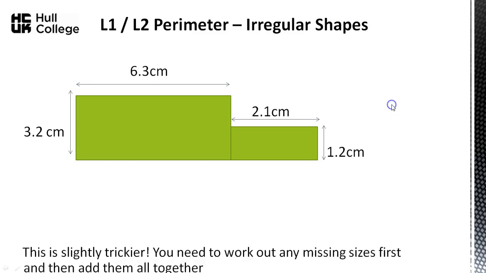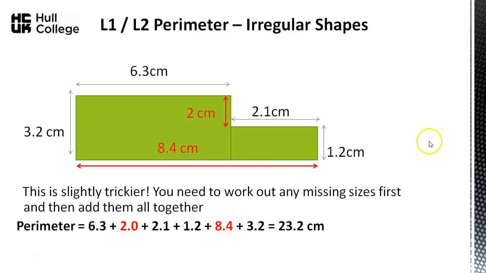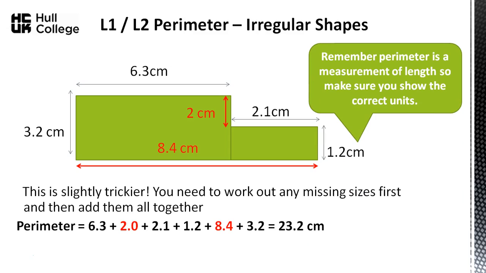Irregular shapes. This is slightly trickier. You need to work out any missing sizes first and then add them all together. So the perimeter will be 6.3 plus 2.0 plus 2.1 plus 1.2 plus 8.4 plus 3.2, which gives you 23.2 centimetres. Remember, perimeter is a measurement of length, so make sure you show the correct units, in this case centimetres.